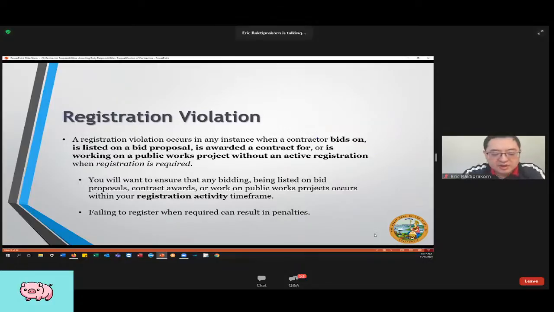So registration is a rather simple obligation that can have severe consequences. You'll want to be mindful as a public works contractor that your registration is active when it's required. If you've been on a public works project, you're listed on a bid proposal, you're awarded a contract, or you're working on a public works project without an active registration or on an expired registration, a registration violation will occur. Failing to register timely when it's required can result in penalties. We'll be covering that in the next slide.